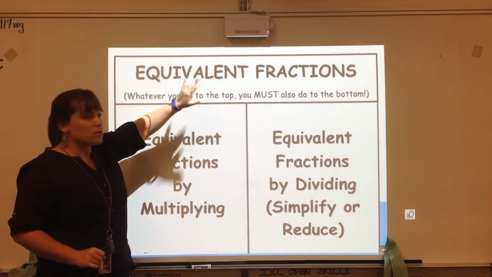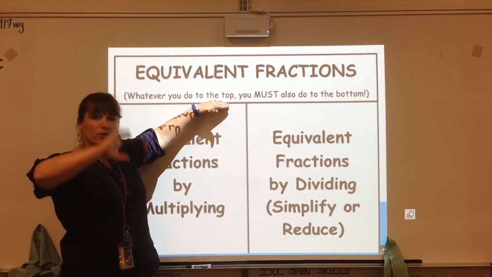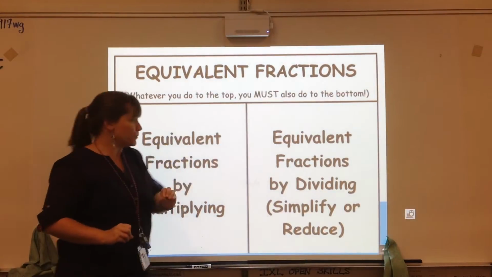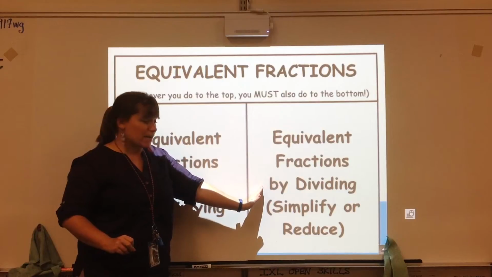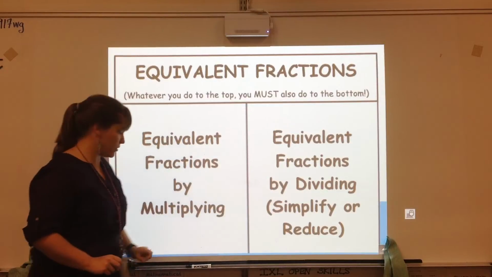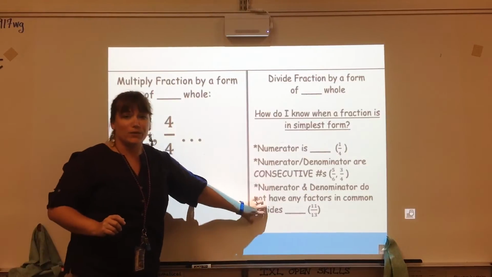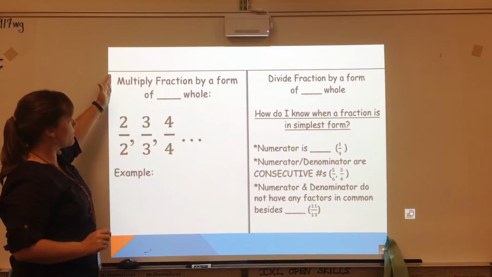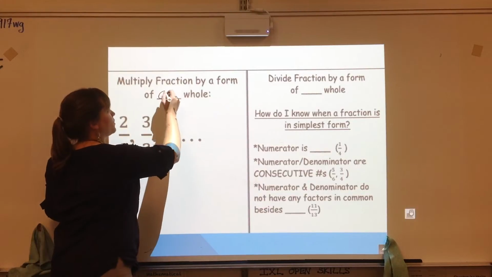Basically, we're going to do a quick review of what equivalent fractions are. Basically, whatever you do to the top or numerator number, you must also do the same thing to the bottom number or denominator. So we can find equivalent fractions by multiplying and by dividing. And by dividing, we're also calling this simplifying fractions or reducing fractions. Here we go. We're going to open up those barn doors, and these are what should be underneath those 2 covers. So to multiply a fraction by a form of 1 whole is to find an equivalent fraction by multiplying.